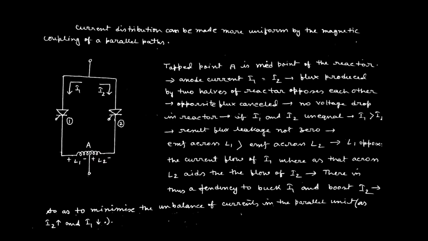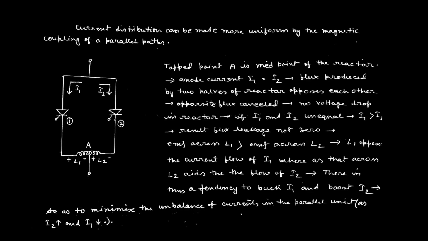That means under steady state operation, the current flowing across the first SCR and the current flowing across the second SCR both remain the same in magnitude. But under some circumstances, suppose I1 is greater than I2. What happens? If I1 is greater than I2, then the inductive effect across this part will be high with respect to this part. That means due to the inductive effect of L1, it will oppose the current flow of I1. This is a normal property of an inductor.